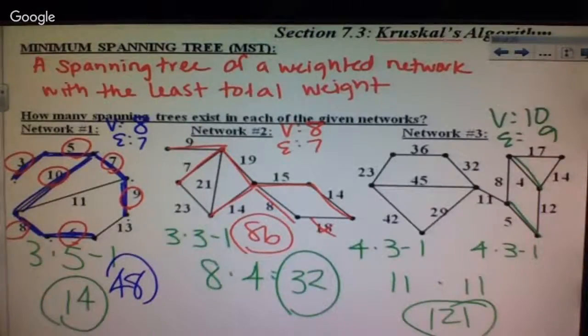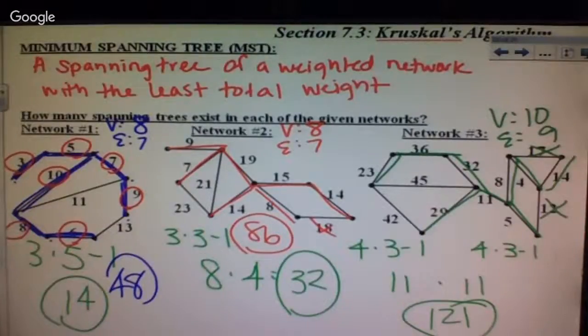4, 5, 8, 11, 14. Good, we skipped 12. You can't use that 12, it closes off a circuit. So you went to 14. We skipped 17. So 23 is next, then 29, 32. How many do we have so far? 1, 2, 3, 4, 5, 6, 7, 8. One more: 36.